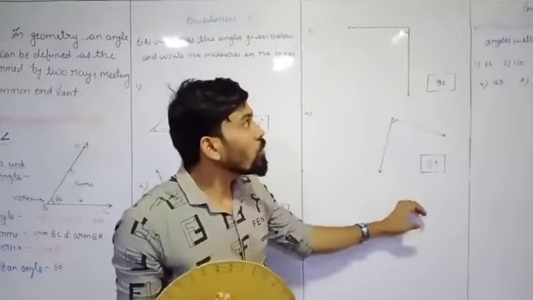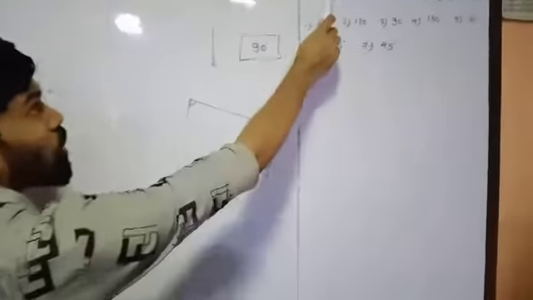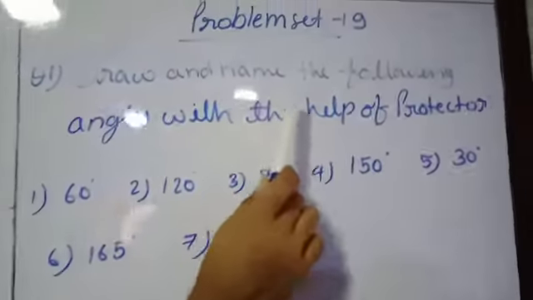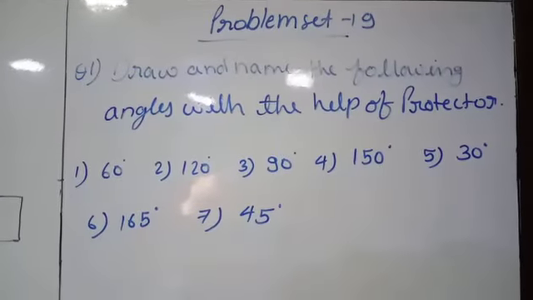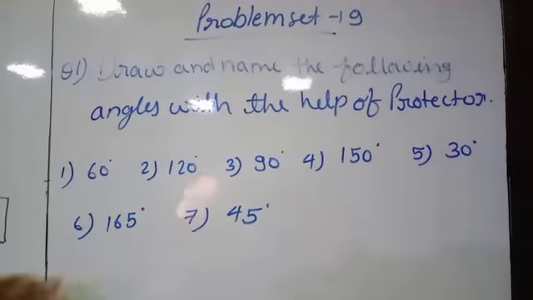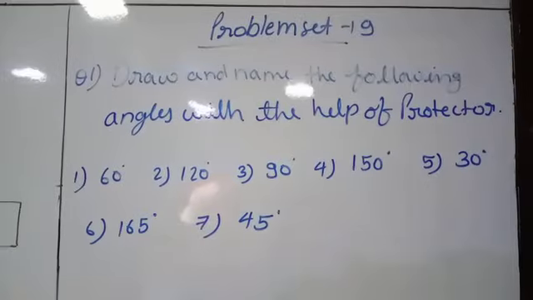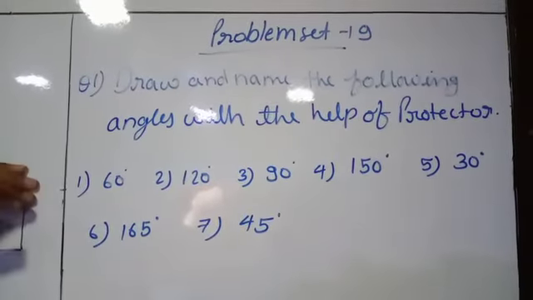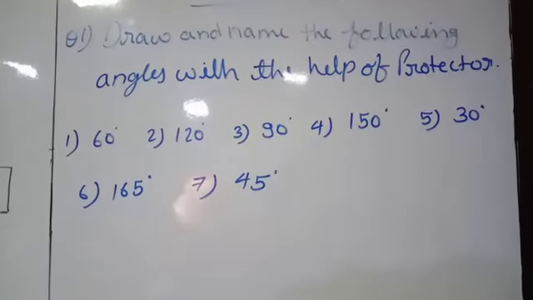Next we are going to start the problem set number 19. The question number 1 is given. Draw and name the following angles with the help of protractor. Here we are going to use protractor and we are going to draw these angles. Earlier we learned how we are going to measure, but here we are going to draw that angle. So how we are going to draw it?